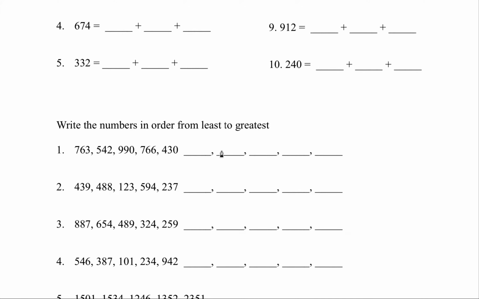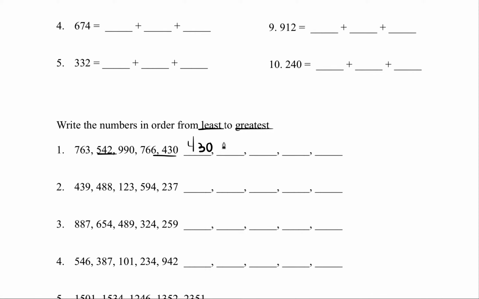Let's try this together now. Write the numbers in order from least to greatest. So we're going to put these numbers in order from the smallest value to the largest value. So for number 1, as you guys can see here, the smallest number is 430. So we're going to put that first. 430. Then the next smallest number is 542.